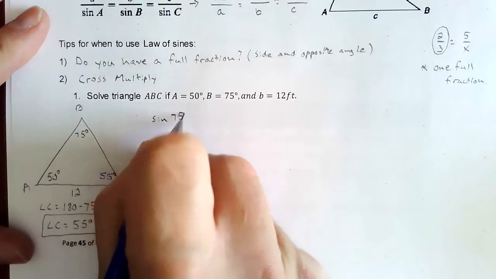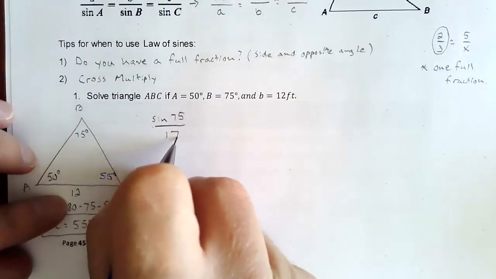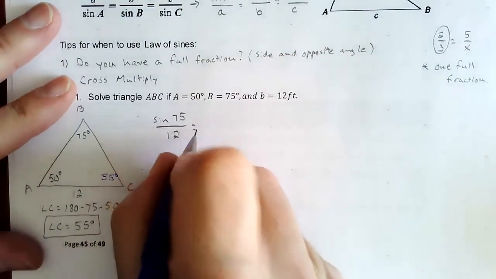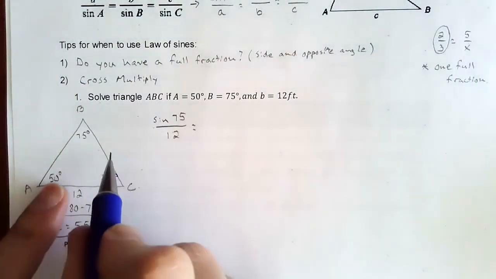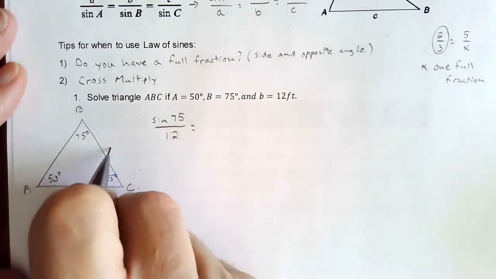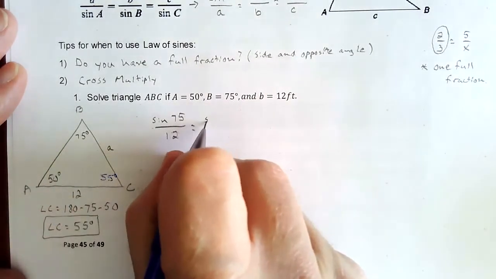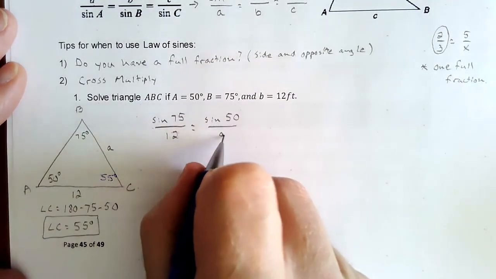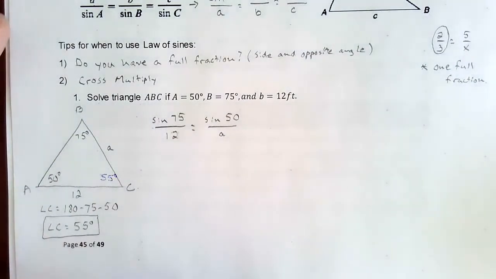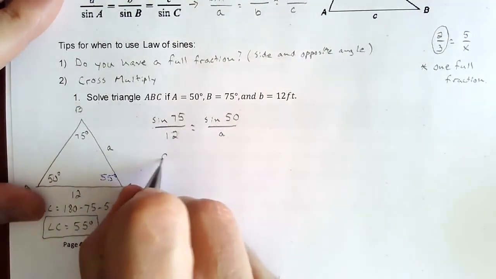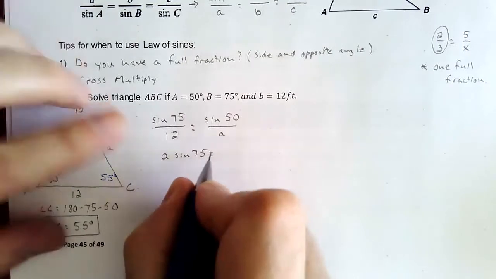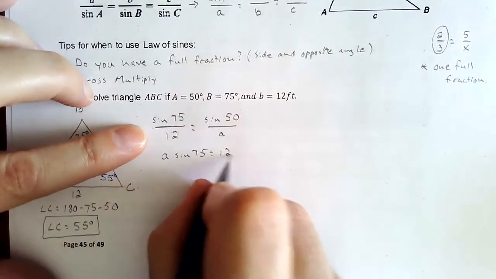Sine of 75 over the side across from it is 12. And that's going to be proportional to whatever other piece of information. So if this is angle A, this is going to be side A. So we could set up the other side as sine of 50 over side A. Now, how do you solve a proportion? We cross multiply, and so we're going to have A times sine of 75 equals 12 times sine of 50.